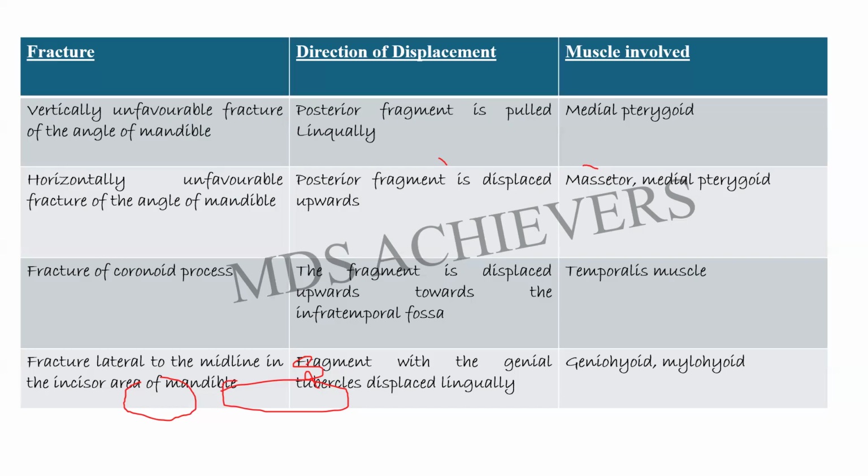And for a fracture lateral to the midline, in the incisor area of the mandible, the direction of displacement is going to be with the genial tubercles displaced lingually. And the muscles involved are the geniohyoid and mylohyoid, because in that region these muscles are attached.